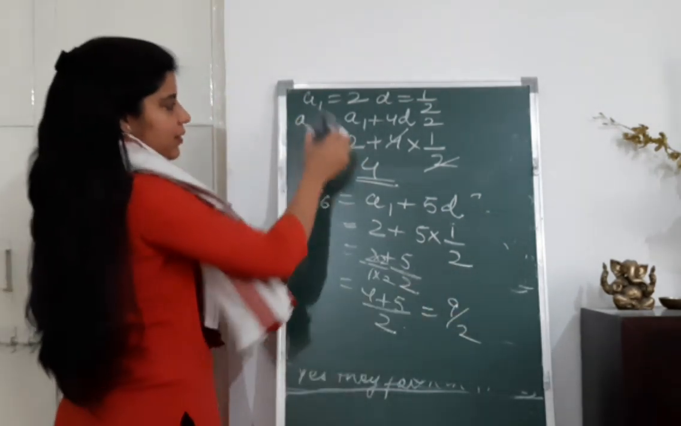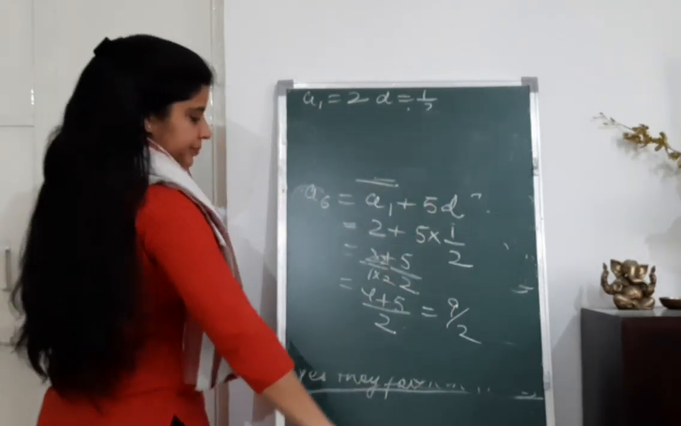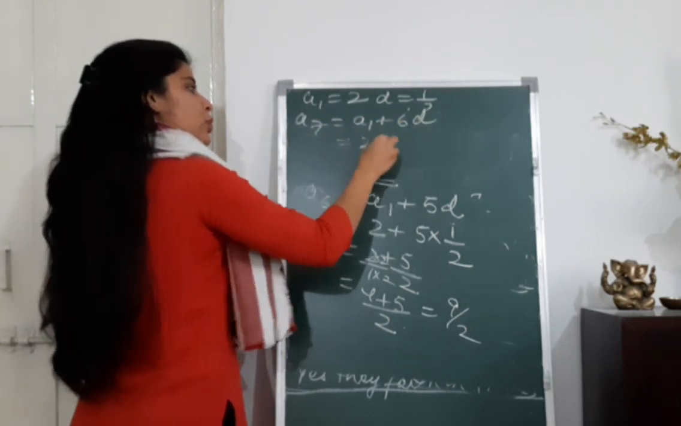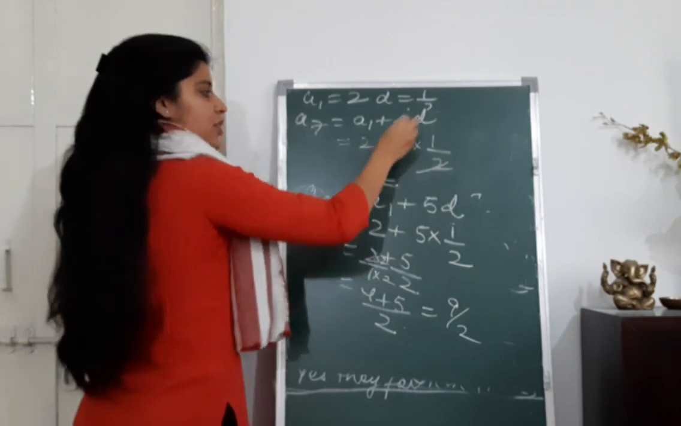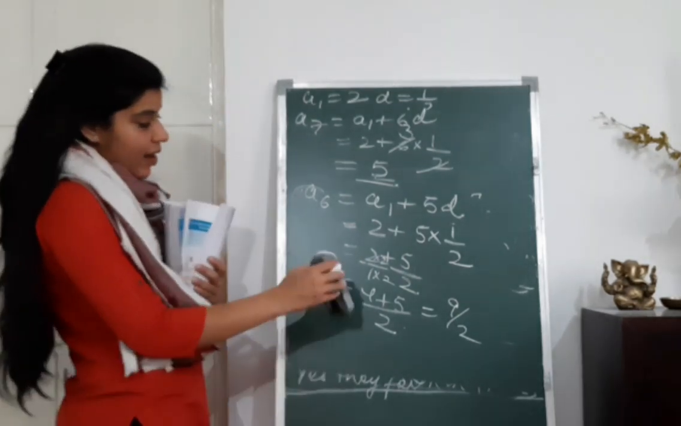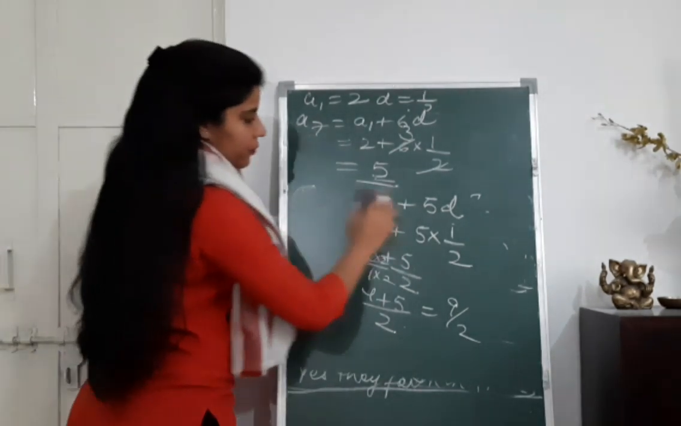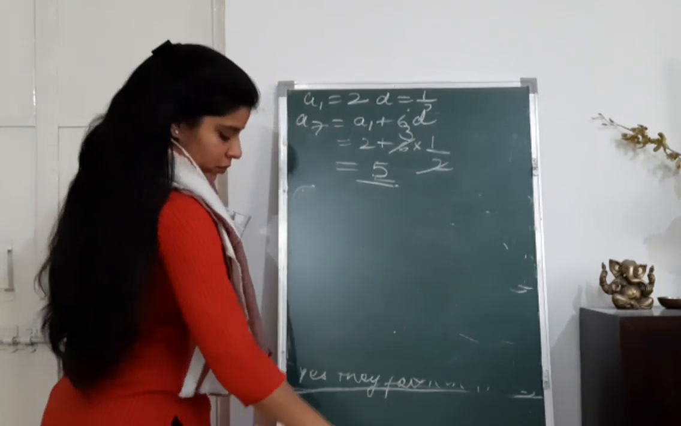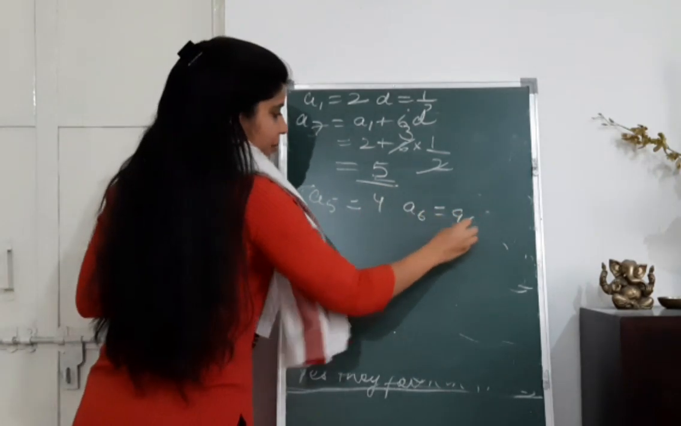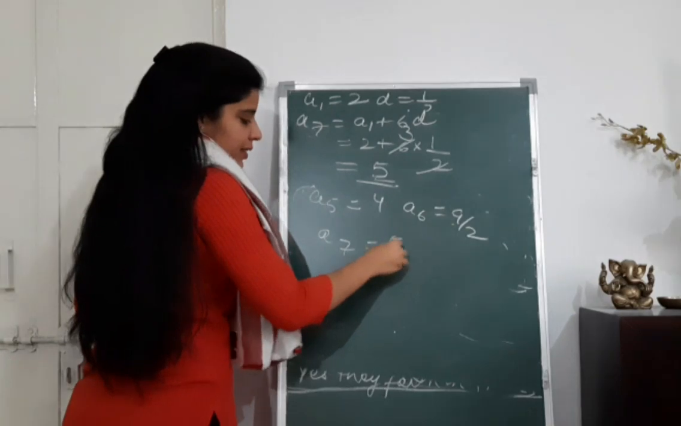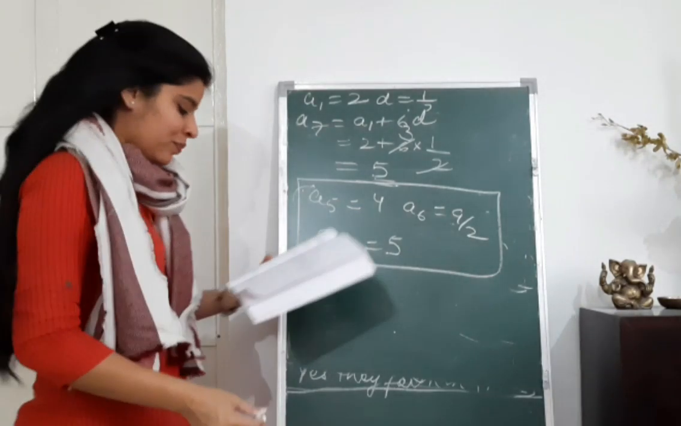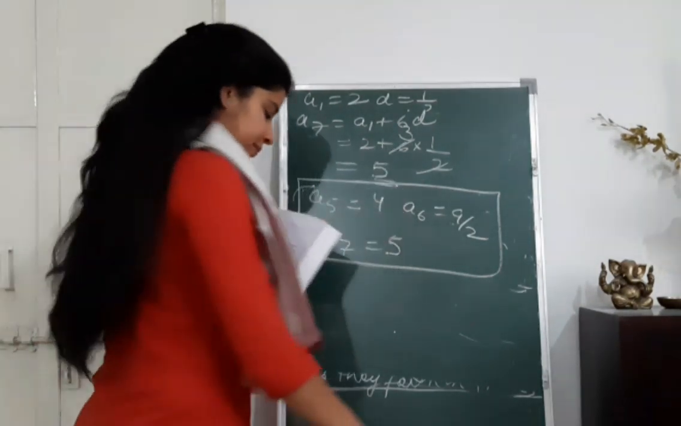Now what will A7 be? A1 plus 6D, which is 2 plus 6 into half, which is 3. So 5. Okay. So what are A5, A6 and A7? A5 is 4, A6 is 9 by 2, A7 is nothing but equal to 5. Let's move to the next question now.